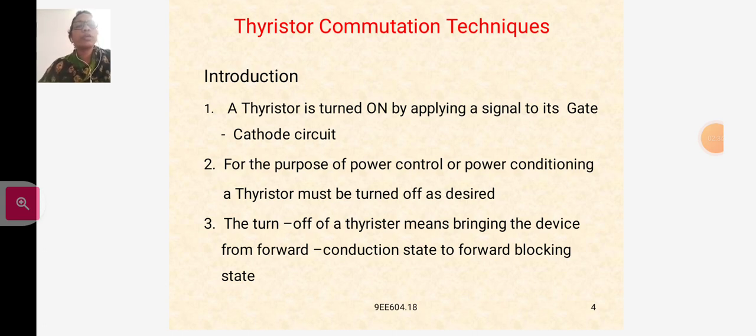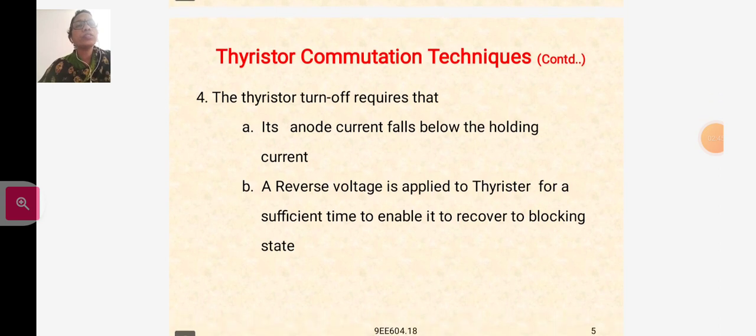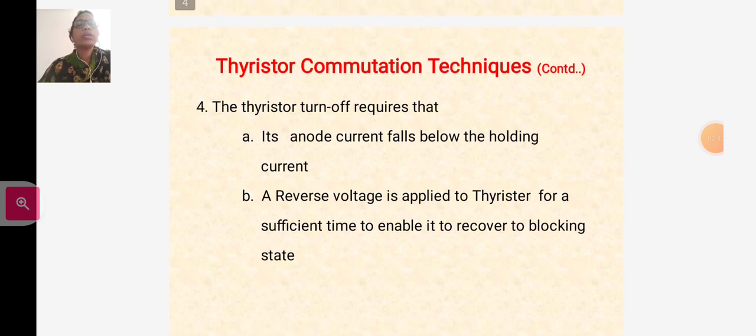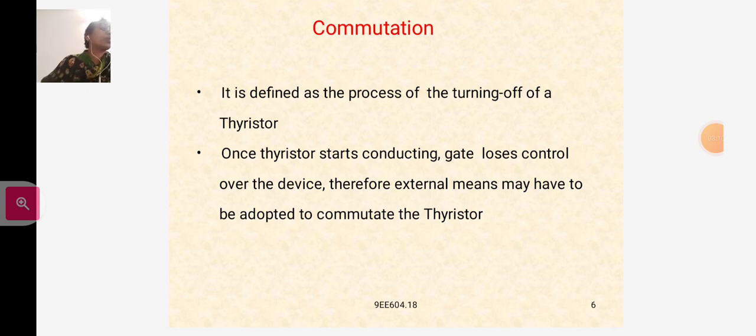The turn off of a thyristor means bringing the device from the forward conduction state to the forward blocking state. Thyristor turn off requires that its anode current falls below the holding current and a reverse voltage is applied to the thyristor for a sufficient time to enable it to recover to the blocking state. So what is commutation, and what are the conditions for commutation?